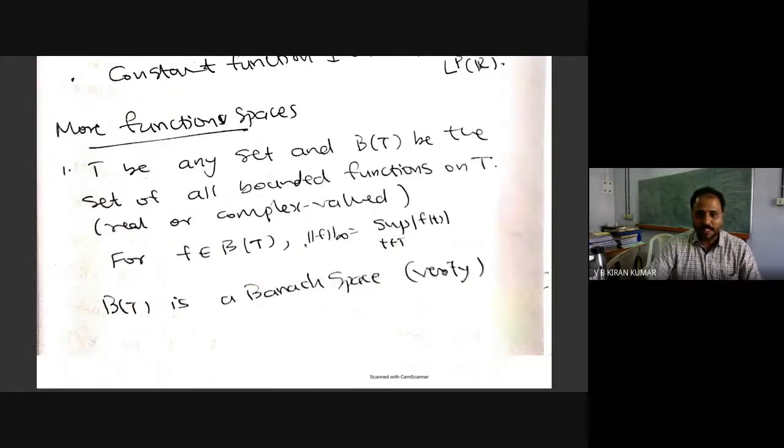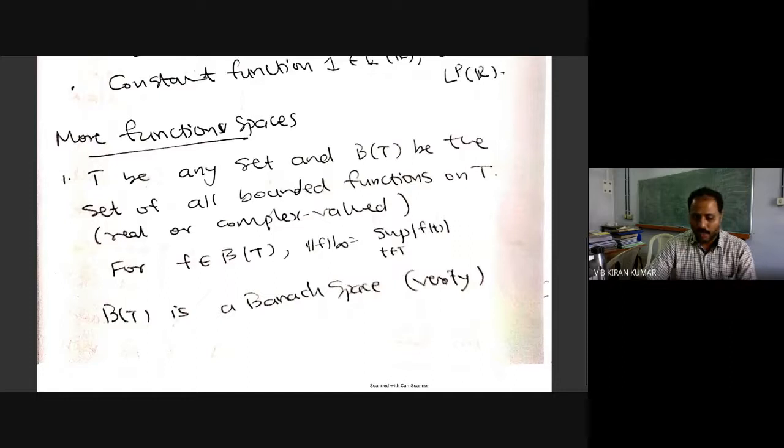So, more function spaces. I will explain this function space, and this is a very important space. You start from any set T. T is any set, and B of T is all bounded functions on T, real or complex valued bounded functions on T. Since it is a bounded function, norm f infinity, you can give the sup norm. Then B of T is a Banach space. This is something I left you to verify. In fact, I used this when I proved the completeness of L infinity also. You can use it as a next exercise. So B of T is a Banach space.